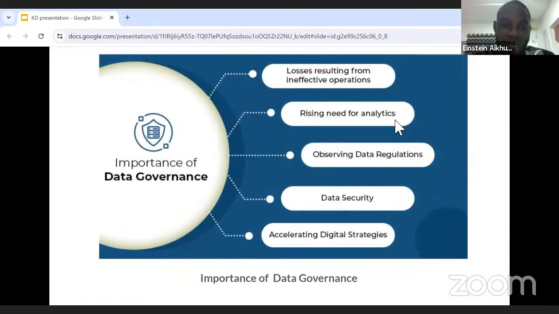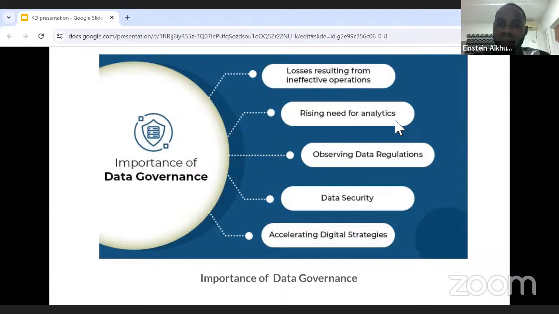So what is the importance of data governance? It prevents losses resulting from ineffective operations. A good data governance system in an organization or entity prevents losses from ineffective operations. It also addresses rising needs for analytics. The data you get can be used to provide meaningful, real-life business insights. If you want to use your customers' data, for example, they can use real-life data in business analytics to improve their foresight in business.